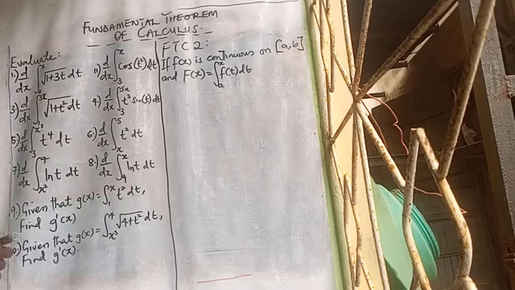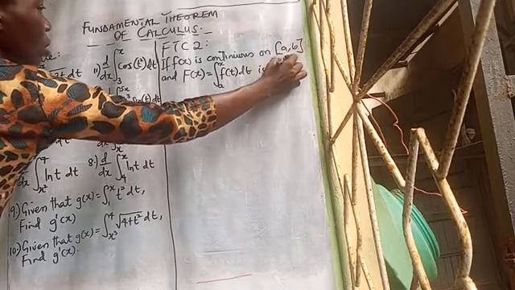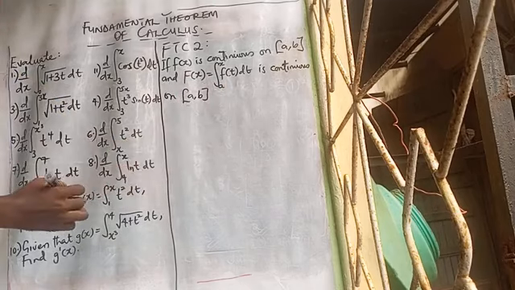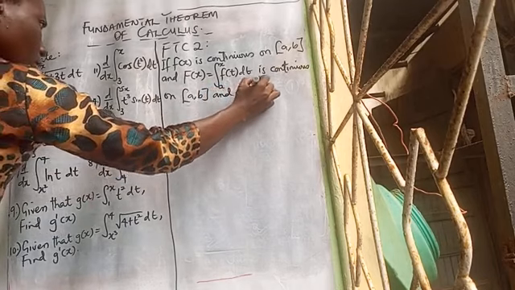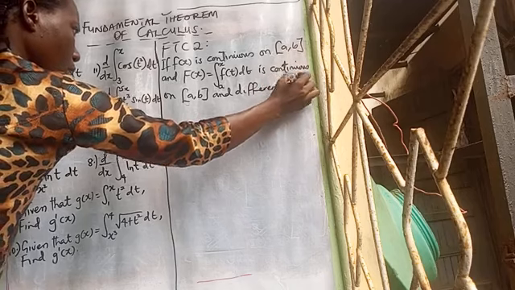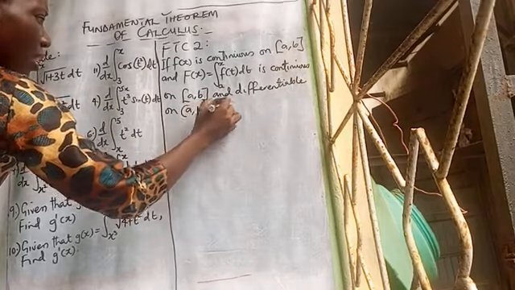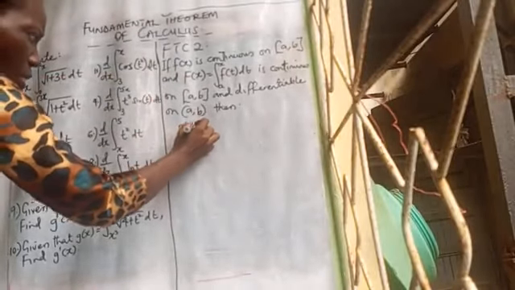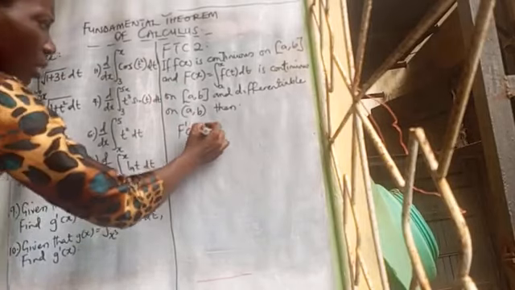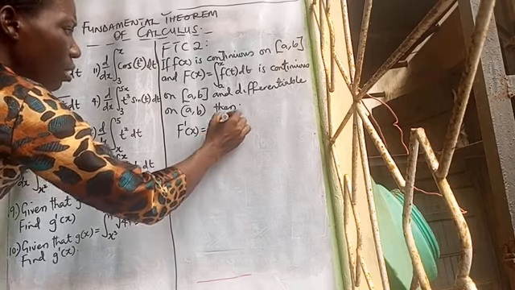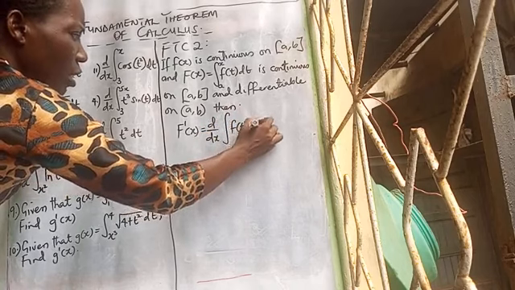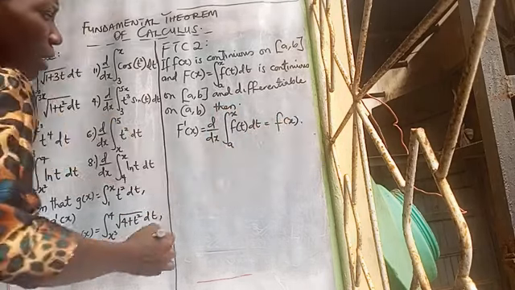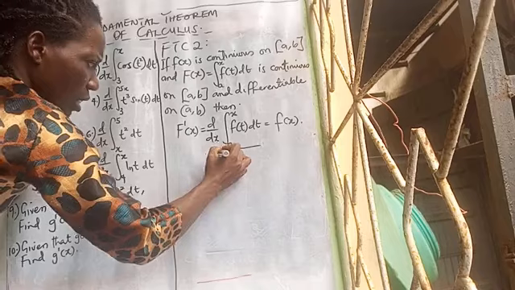And if this is also continuous on our interval [a, b] and differentiable on the open interval (a, b), then it means that the derivative of capital F of x, which is equal to d/dx of the integral of f of t dt from a to x, is equal to what? f of x. Take note of this.